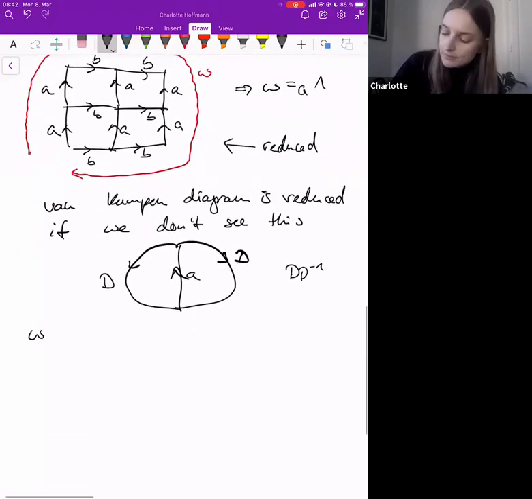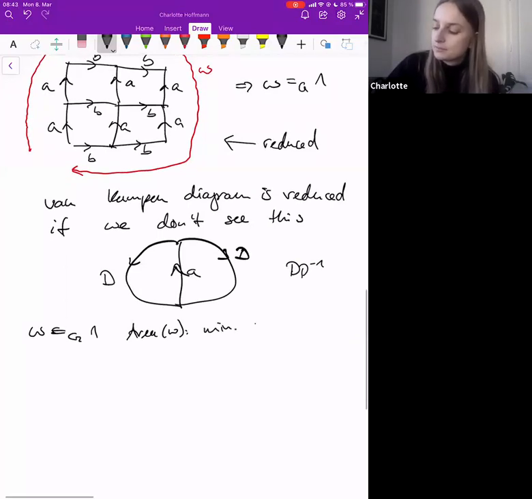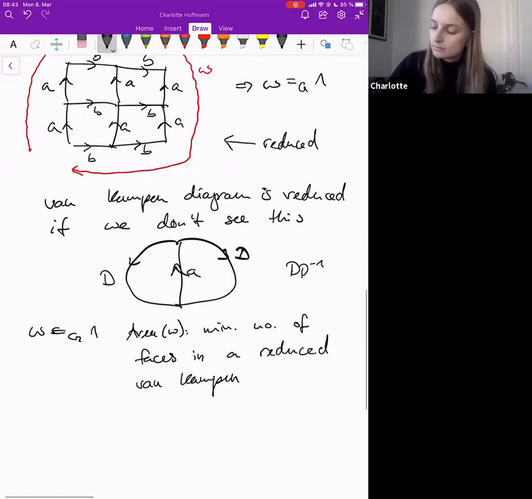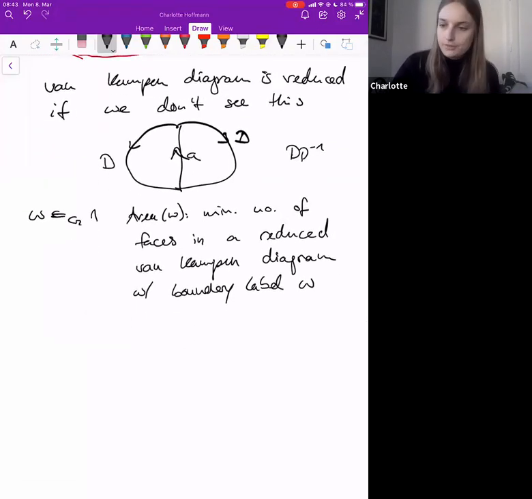And then for a word that is equal to 1 in G, I can define the area of the word. And this is now the minimal number of faces in a reduced Van Kampen diagram with boundary label W. Okay, now I have everything I need to define a hyperbolic group.